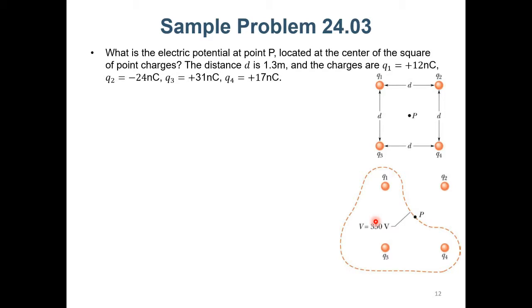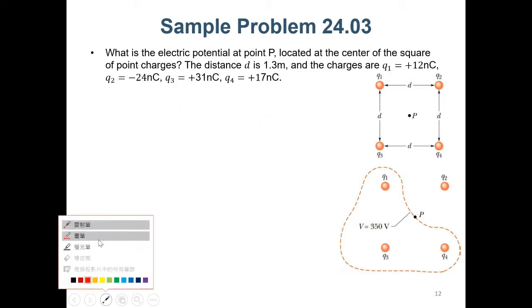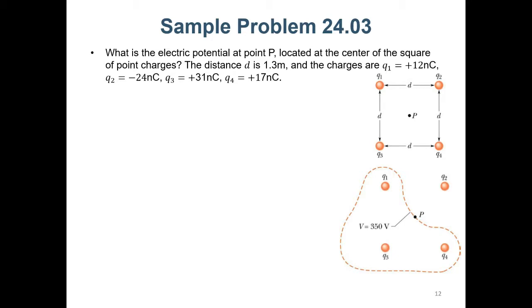So what is the electric potential at point P at the center of the square? Okay, point P at the center of the square. Electric potential here. The distance d is 1.3 meter, and the charges are Q1 plus 12 nanocoulomb and so on.